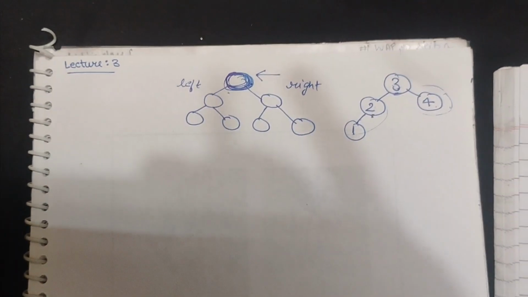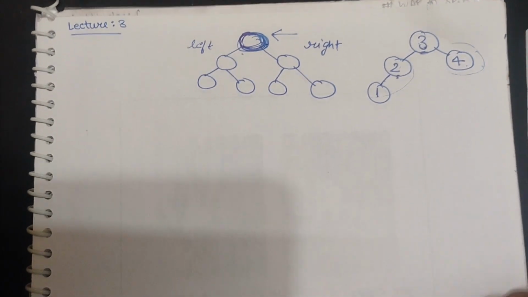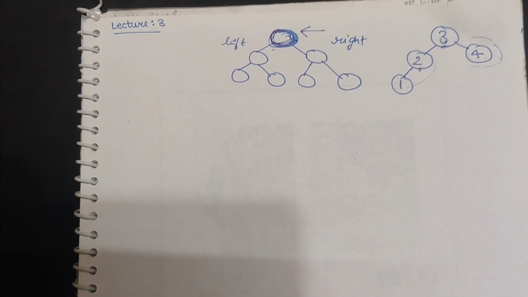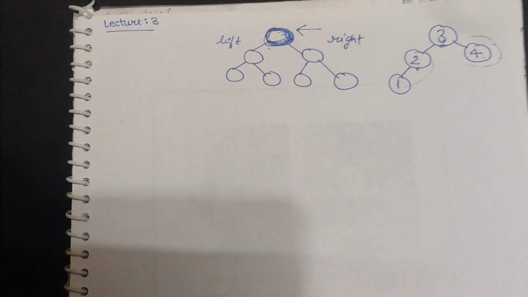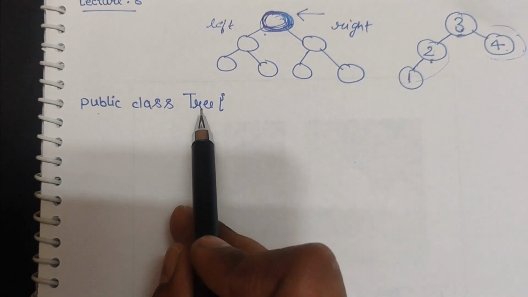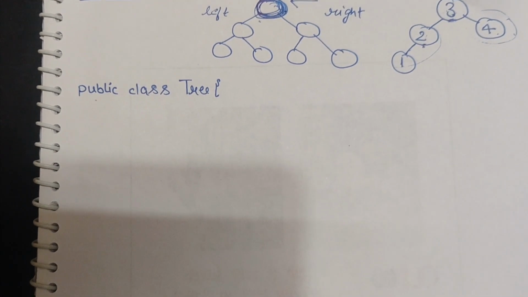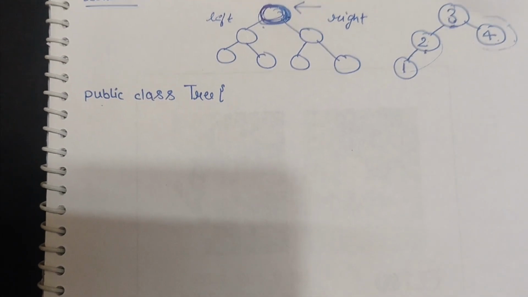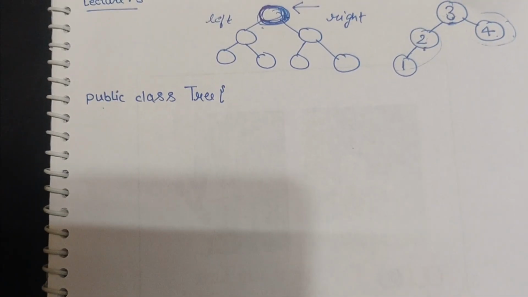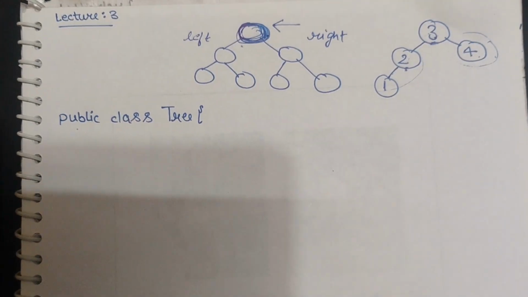Okay, so with this we will start writing a basic custom tree code, and try to implement a node into that. Since we know tree is not an inbuilt data structure like array list and others, we have to write it by ourselves. It is an abstract data type, so we'll make a class of node.